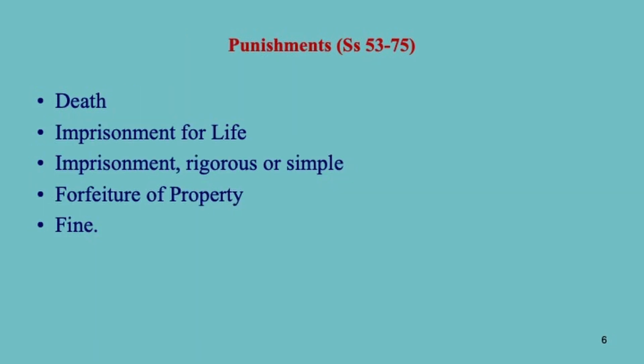The third chapter, titled Punishments, running from sections 53 to 75, deals with the punishments that can be inflicted for various offences under the code and rules regulating the infliction of these punishments. Death, imprisonment for life, imprisonment for a term which may be rigorous or simple, forfeiture of property, and fine are the various punishments that can be inflicted for offences under the code.